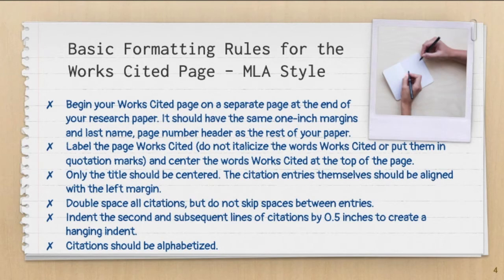You're going to label the page with the words works cited. That's not italicized, it's not bolded, it's not underlined, none of that. Those words, that title, is going to be centered at the top of the page. Only the title should be centered. The rest of the page, all the citation entries, are going to be aligned with the left margin, left justified, just like the rest of your paper.